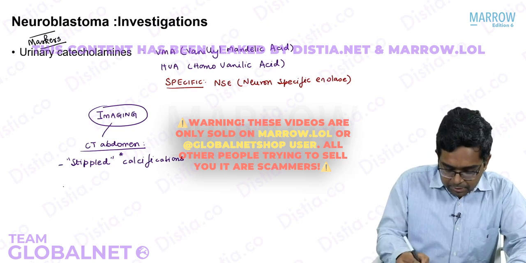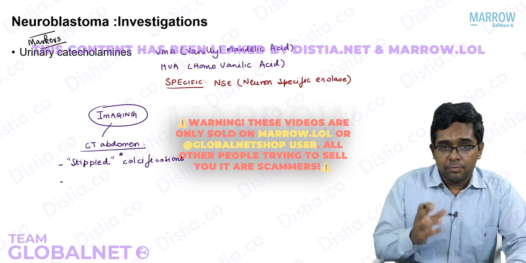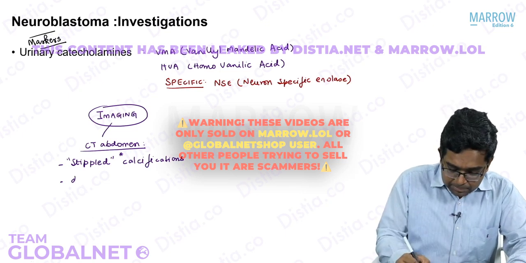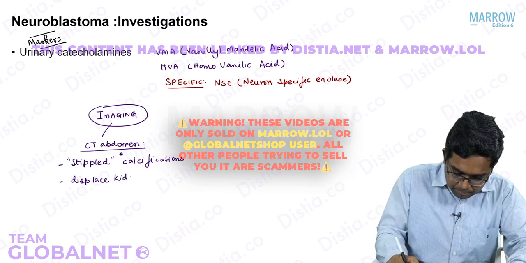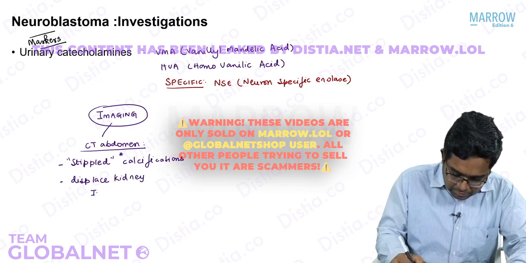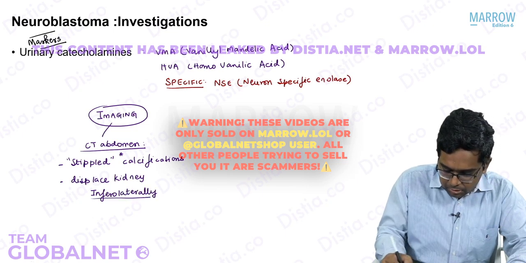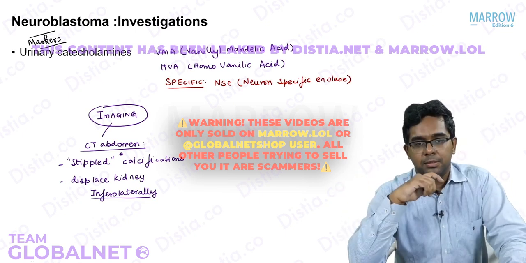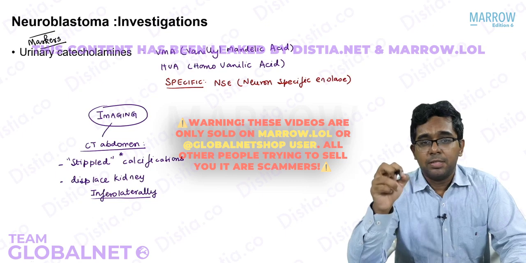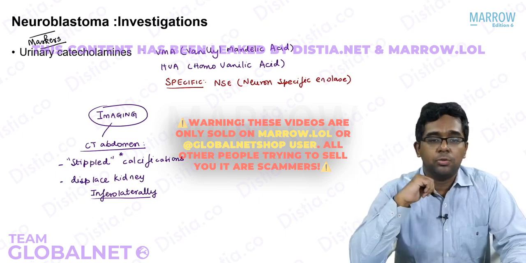Second important finding in the CT abdomen is that the tumor, which is a mass noted in the CT abdomen, will displace the kidney infralaterally. This is a very, very important point to distinguish from a tumor arising from inside the kidney like Wilms tumor. Okay, so that is why this point is an important differentiating point whenever we do the CT imaging of neuroblastoma.